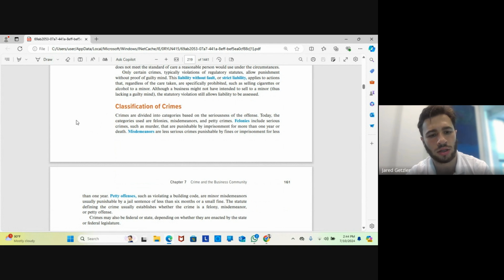disorderly conduct. That can be driving with a suspended license. That could be trespassing. It could be petty larceny. So a misdemeanor is going to be a less serious crime that can either be punishable by fines or imprisonment for less than a year. And you have petty offenses such as violating a building code. That is typically punishable by a jail sentence of less than 6 months or a small fine.